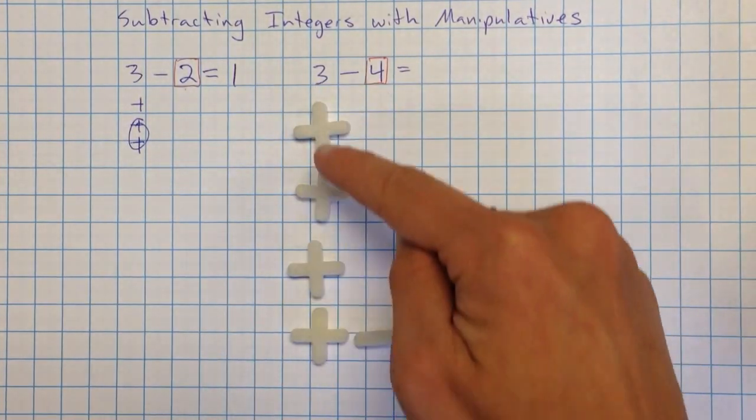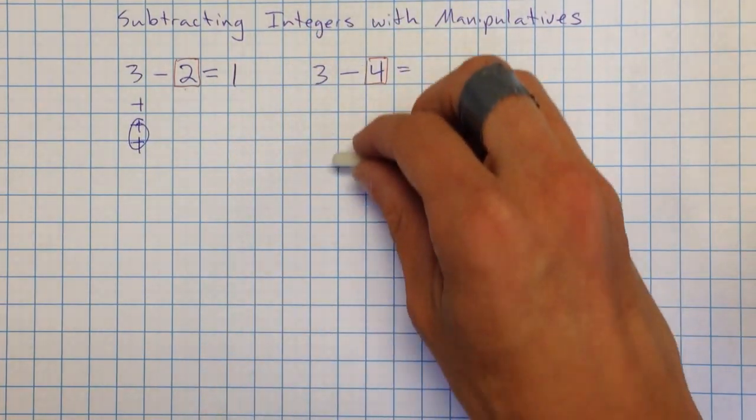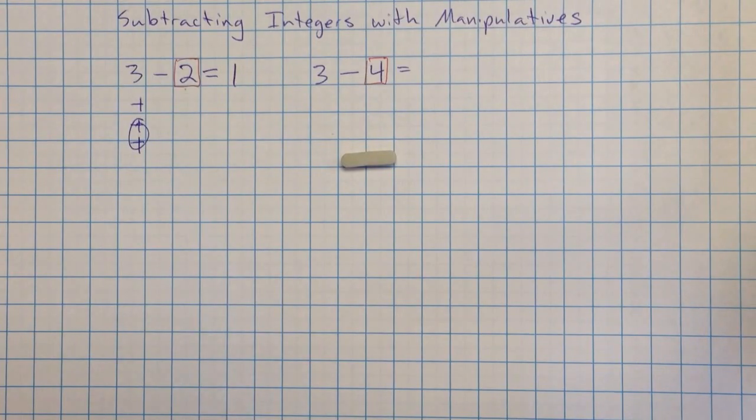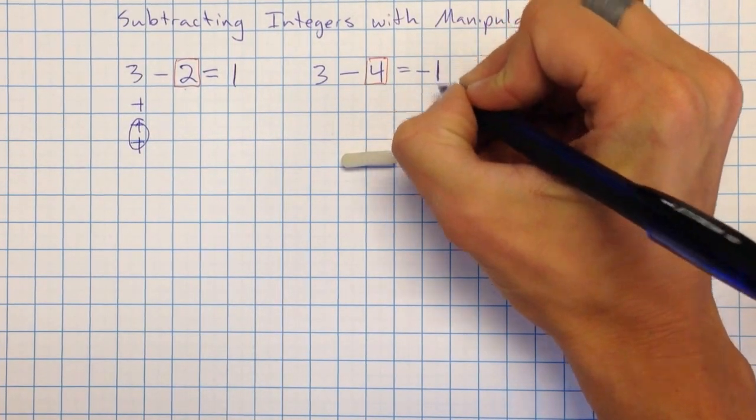But now I have 4 positives that I can take away. So if I take away those 4 positives, I'm left with just 1 negative. And my answer to that problem is then negative 1.